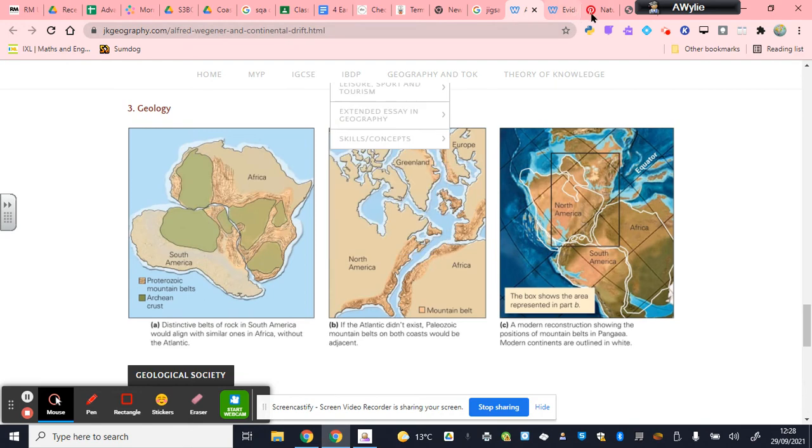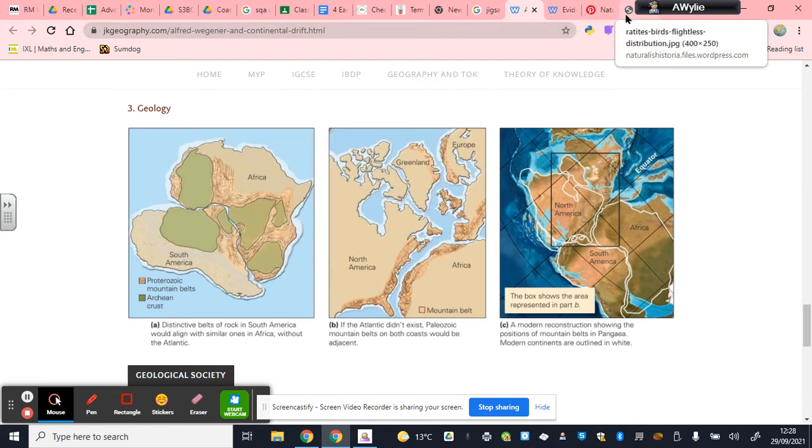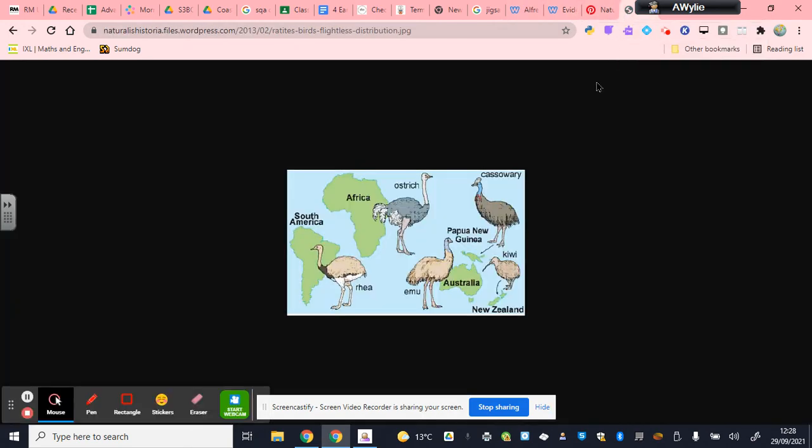Okay, the final piece of evidence is something very different from the other pieces of evidence. This is to do with things we can see today, animals in our landscape. Now, one example is this particular creature here. The kiwi, the emu, the rhea, the ostrich, and the cassowary. Now, these 5 birds are, from an evolutionary point of view, closely related.